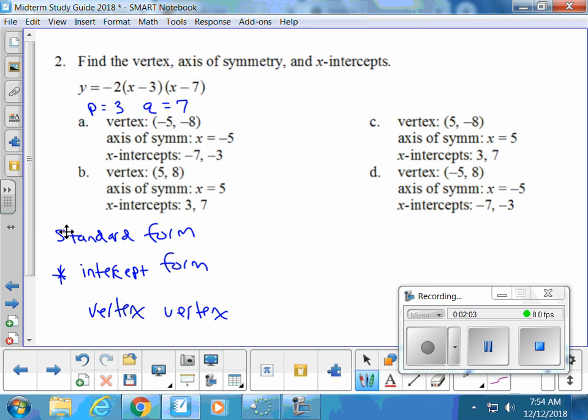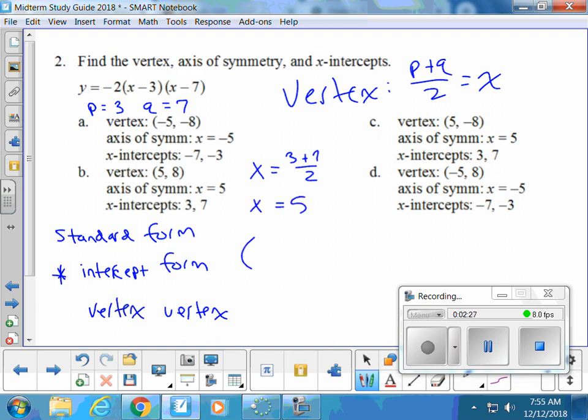And the vertex formula, if you're in intercept form, is P plus Q over 2. That'll give you the X value of the vertex. You'll just have to plug it back in to get the Y value of the vertex. So in this case, I would do 3 plus 7 over 2, and then that'll be the X coordinate of my vertex. So 10 over 2 equals 5. So 5 is my X coordinate of my vertex. Do you remember how to get the Y coordinate of your vertex? Starts with P.